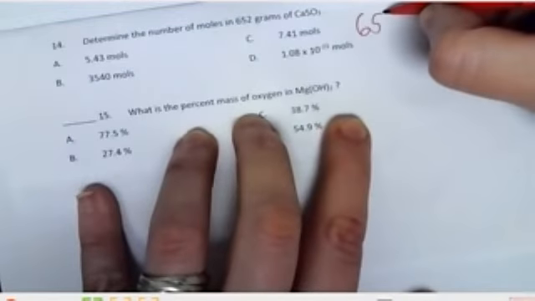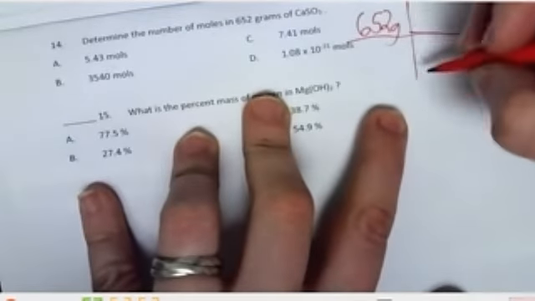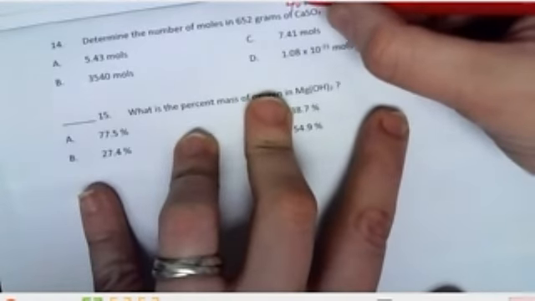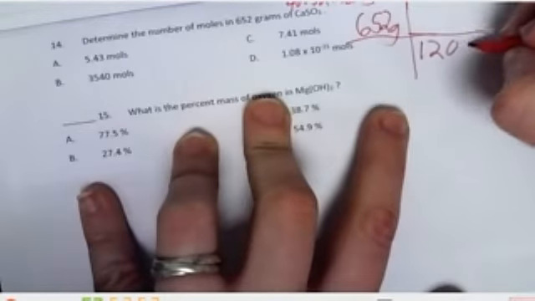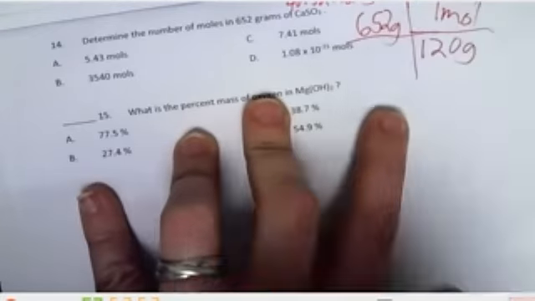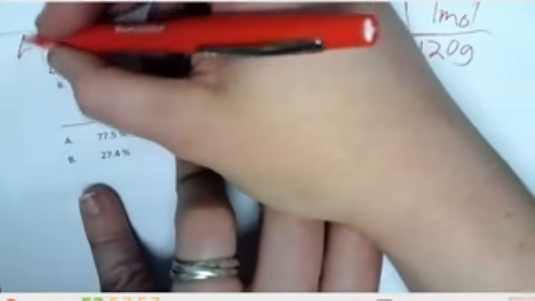Number of moles in 652 grams of calcium sulfate. So 652 grams. You have to look up the molar mass of calcium, which is 40, sulfur, which is 32, and oxygen, which is 16. There's 3 oxygens, so that's 48 plus 32 plus 40. It's approximately 120 grams in 1 mole. How many moles in 652 grams? It's about 5.43. So A.